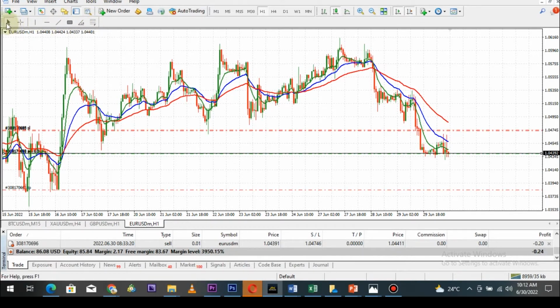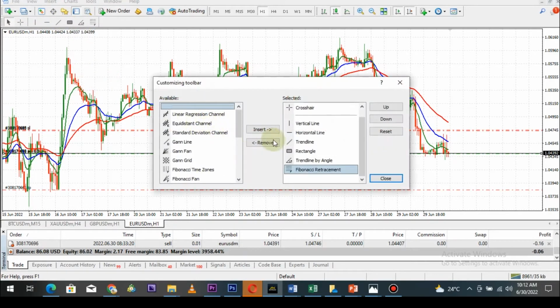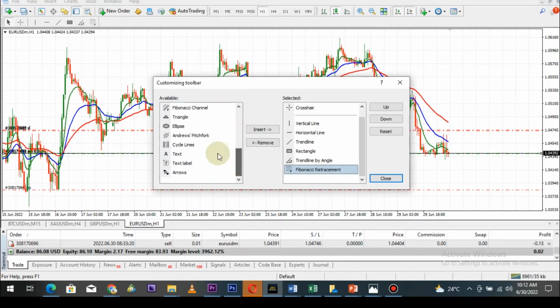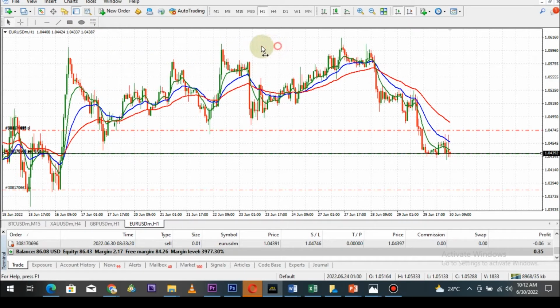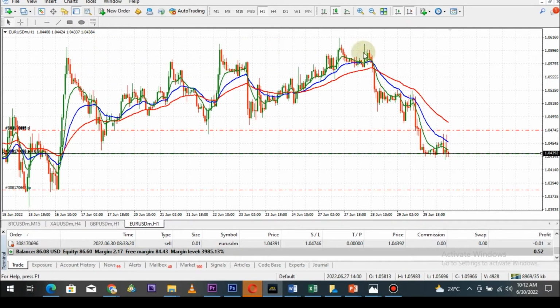Some of you might not have the rectangle here. If you watched the first video on how to use MT4, you'll see how you could add this. Or it's very simple. You just right click, customize. If you don't have it here before, you select and insert, just like I inserted this ellipse tool. If you want to remove any of the tools from here, like this one, I don't use it, I remove it, then you just close. See how I added this ellipse tool?